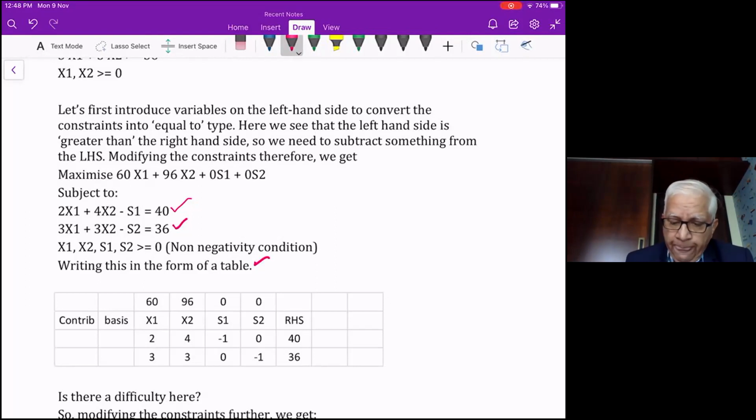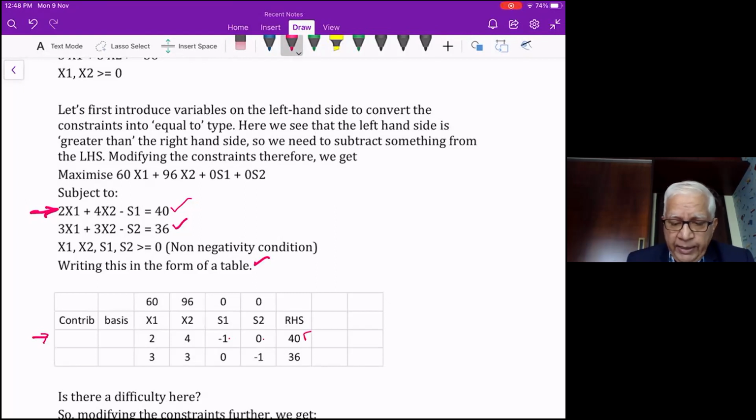Fine. So see, the first constraint, I'll read this constraint. What are the coefficients of variables? x1 has a coefficient 2, x2 has a coefficient 4, s1 has a coefficient minus 1, and the right hand side is 40. So I'm writing here 2x1, in the form of this table. The first row in the table is 2x1 plus 4x2 minus s1, and s2 is absent in the first constraint. So under the s2 column I write 0 and the right hand side is 40. Okay, so this is the first constraint.